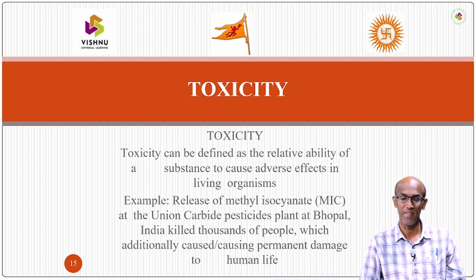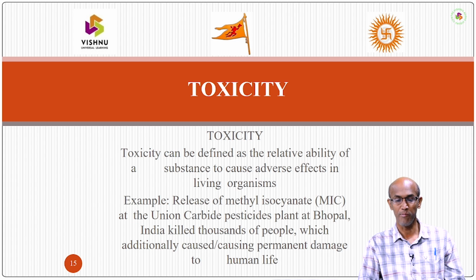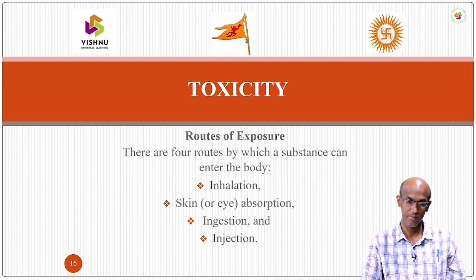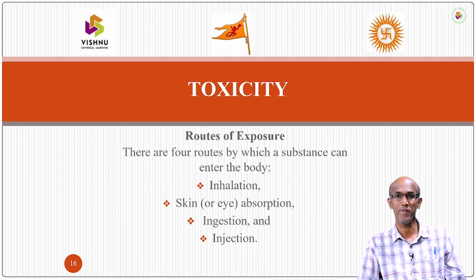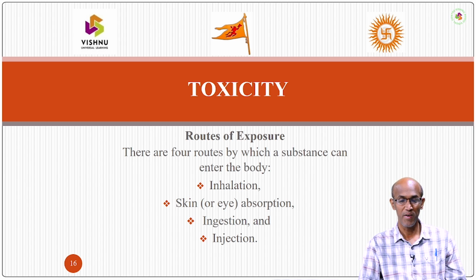Example, release of methyl isocyanate at the Union Carbide pesticides plant at Bhopal killed thousands of people, and additionally caused permanent damage to human life. The routes of exposure of toxic elements are 4 different routes. First one is inhalation, second one is absorption by skin or eye, third one is ingestion, and fourth one is injection.